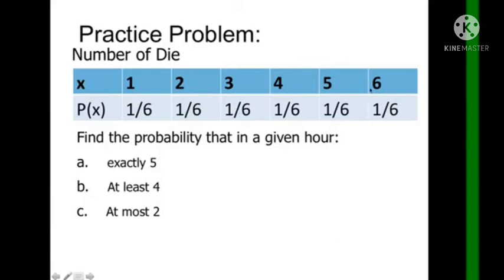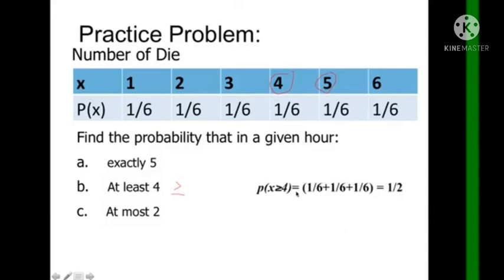Now, find the probability that we have exactly 5. What's the answer? Exactly 5. And the answer is 1 over 6. How about at least 4? So we're talking about at least. So that is greater than or equal. At least 4. So we have the 4 as the lowest and there are more numbers that are higher than 4. So it's obvious that this is 3. 3 over 6 or 1 half.